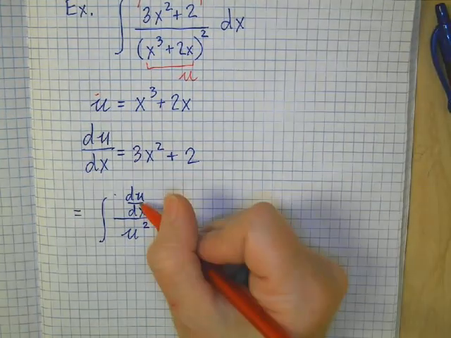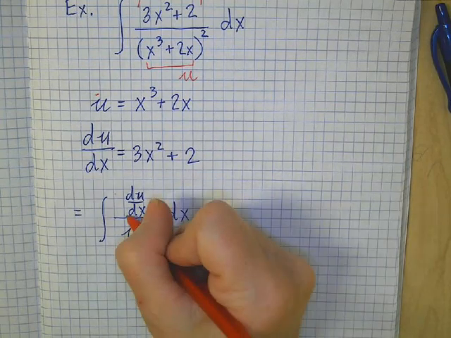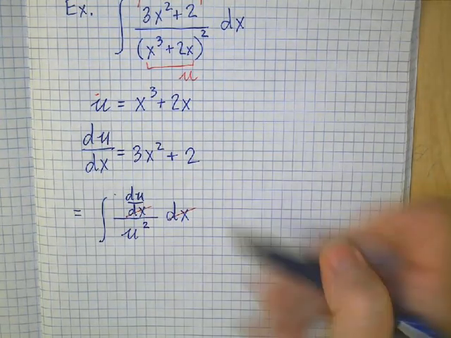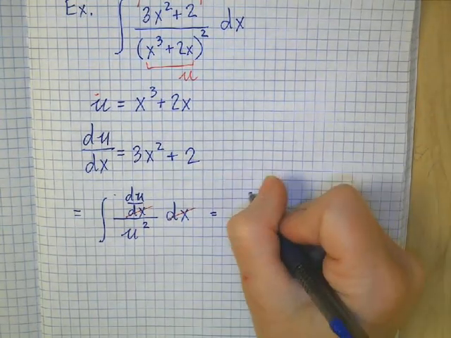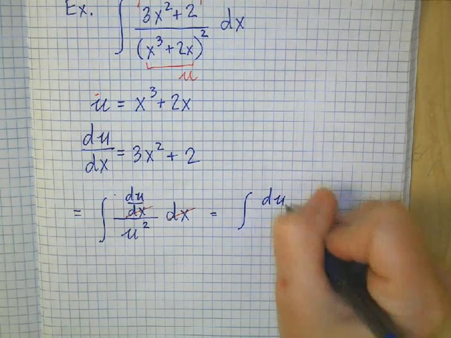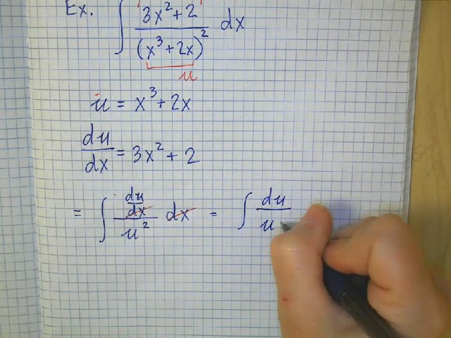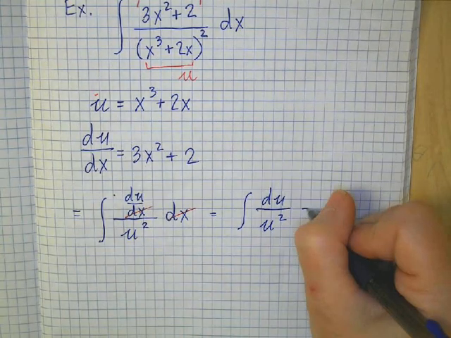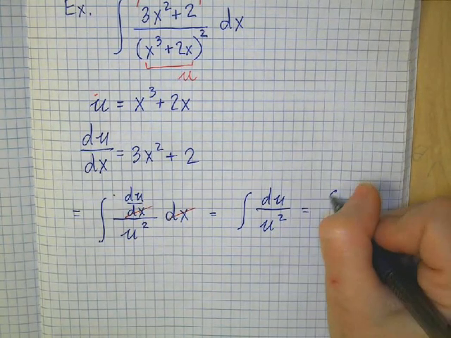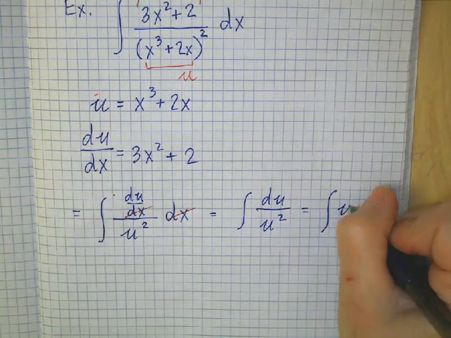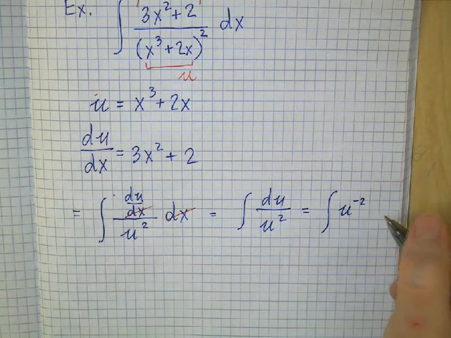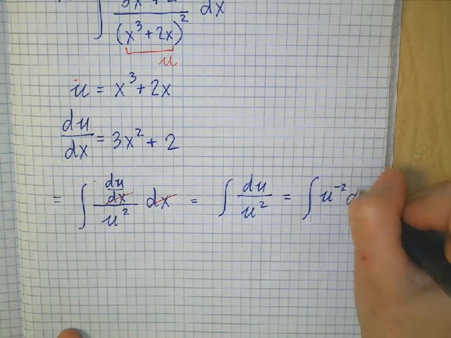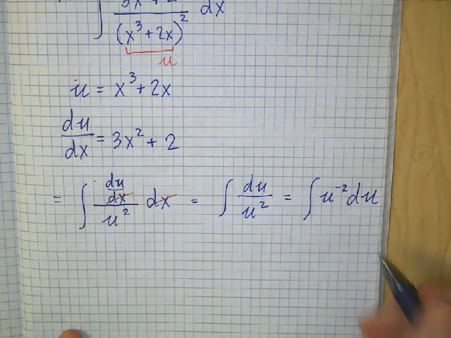When I multiply du dx times dx, the dx's cancel out. So I'm left with du over u squared. Okay, that looks kind of weird. So let's move the u back to the top. When I move the u to the top, it becomes a negative exponent. So I have u to the negative 2 du. Now I'm ready to integrate it.